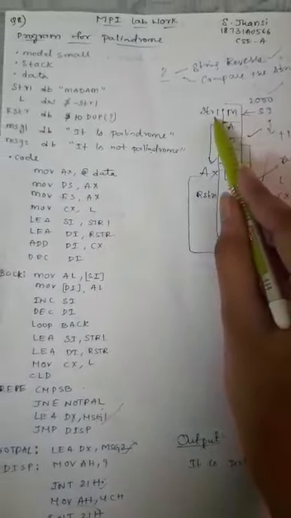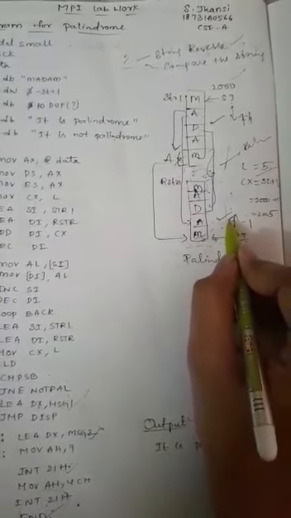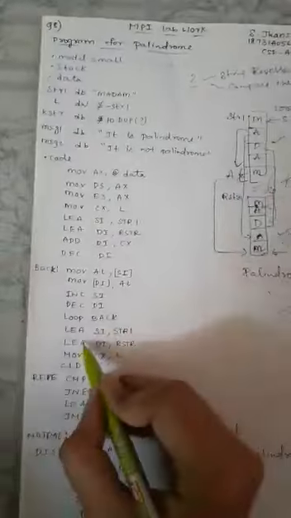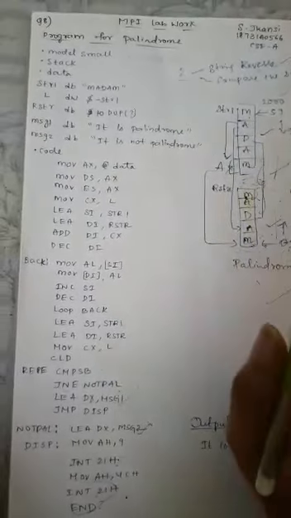So next, coming to the A, the SI index register, the source index register, is incremented by 1. Similarly, A is moved into the A. Here DI gets decremented by 1. So this process continues, that is, loop back. This process continues until the string is reversed.